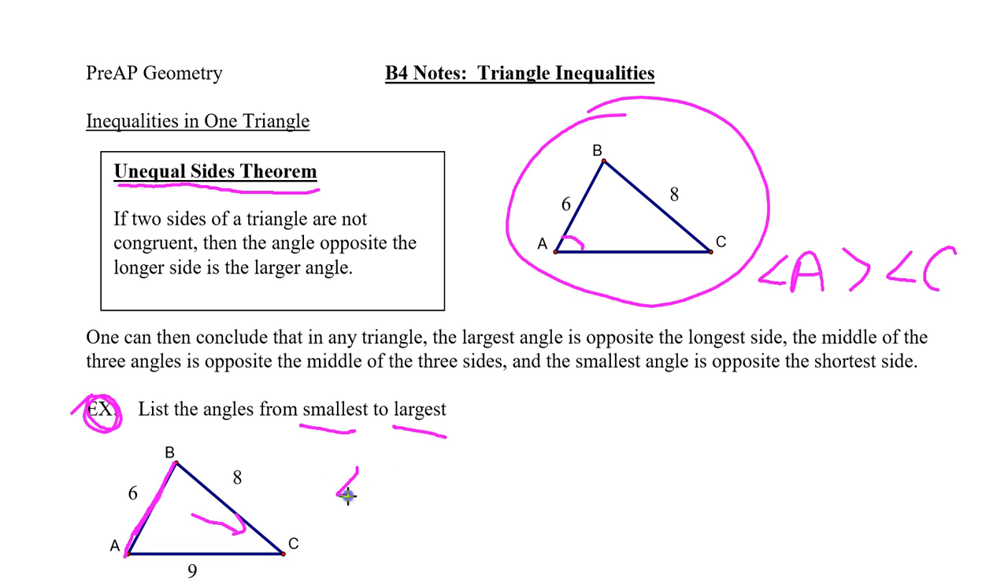So we would start with angle C if we're listing it. Then, 6, 8, 9: 8 obviously comes next, so the next angle would be opposite side BC, which would be right here, angle A. And then our third one, of course, would be opposite the longest side, which is 9, so angle B.